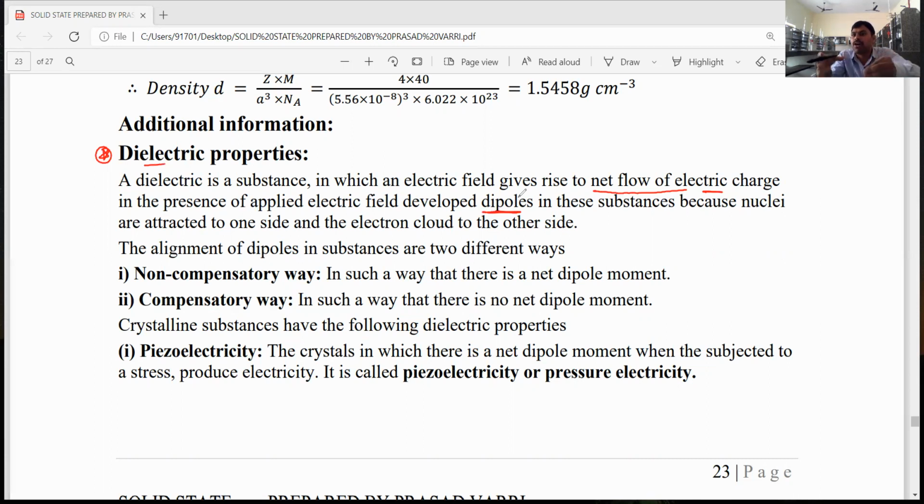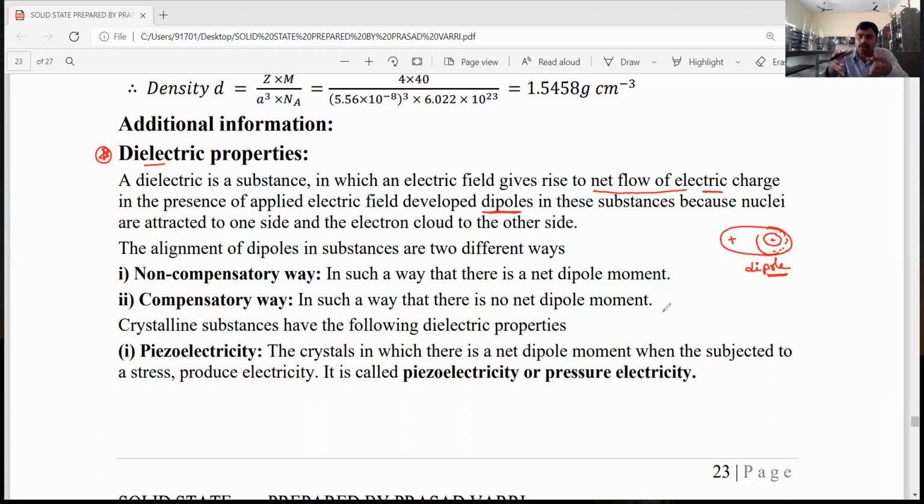Due to the developing of dipoles, the nucleus, which is a positive charge, is moving one side, and the electron crowd is moving to another side. That is called a dipole. So when a substance is placed in an external electrical field, it develops dipoles and creates net electric charge in the substance. This is known as dielectric property.